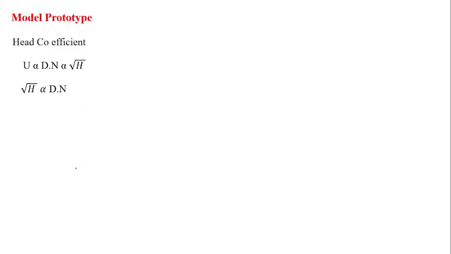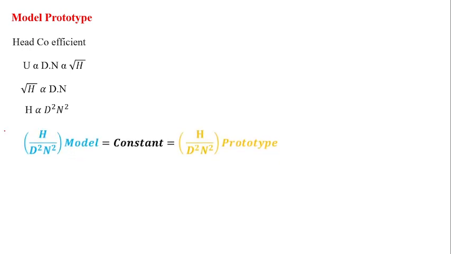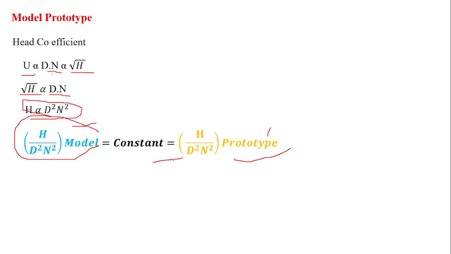In the same way we compare the prototype and model. U is directly proportional to Dn, directly proportional to root H, so H is proportional to d square n square. H by d square n square is constant for the model, whereas the prototype is different from the model. Model means we actually do, prototype means we do with small dimensions.